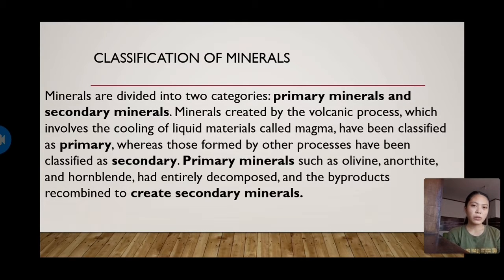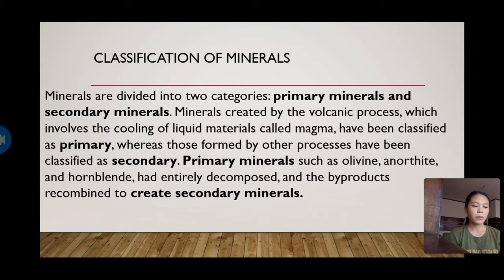Next, let's go to classification of minerals. Minerals are divided into two categories: primary minerals and secondary minerals. Minerals created by volcanic processes and found in the Earth's crust, which involve the cooling of liquid material called magma, are classified as primary minerals, whereas those formed by other processes are classified as secondary.